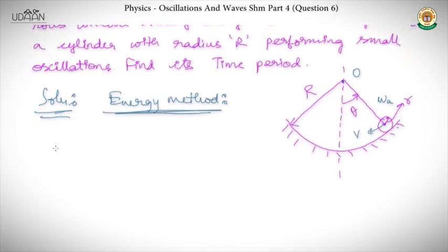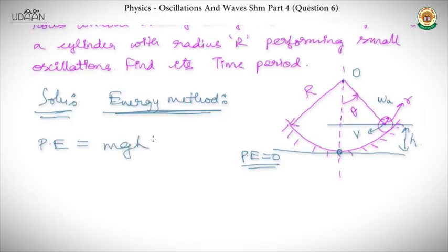So let's write the potential energy first. Let's say the potential energy is 0 at the equilibrium point. So at this height, this is h. So potential energy is mgh, and h is what we got from the pendulum, that is capital R into 1 minus cos theta. You can use the trigonometry equations, and that is what you get.